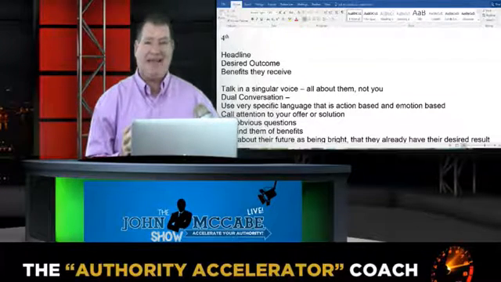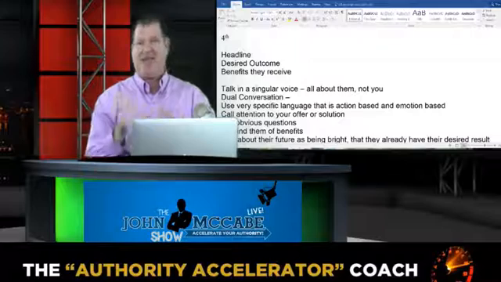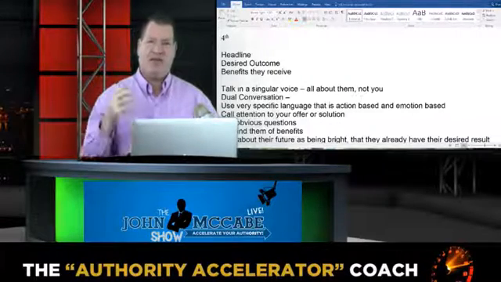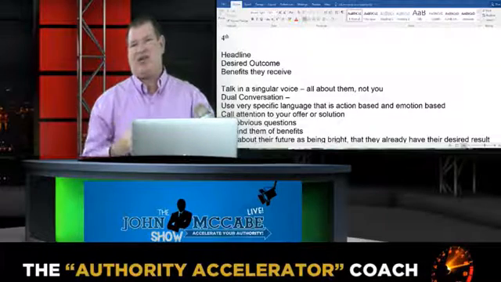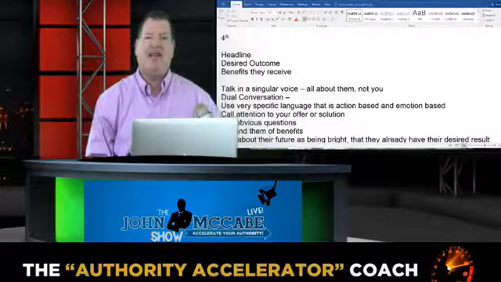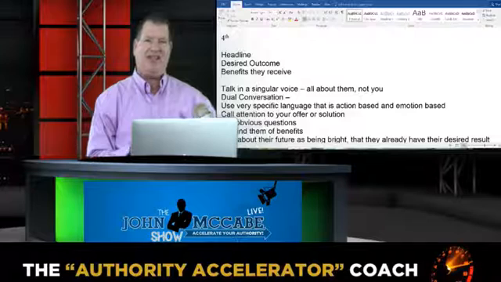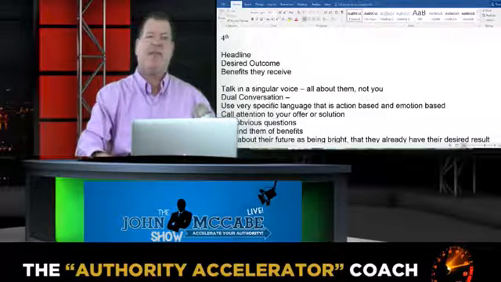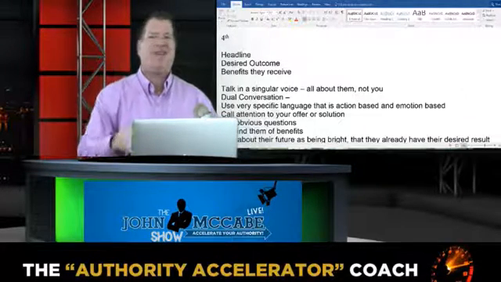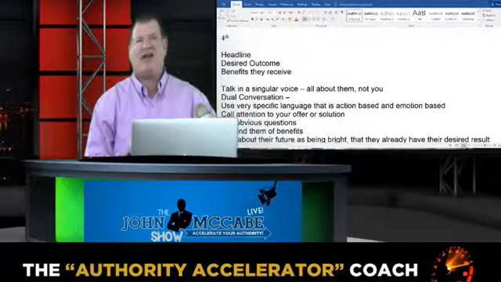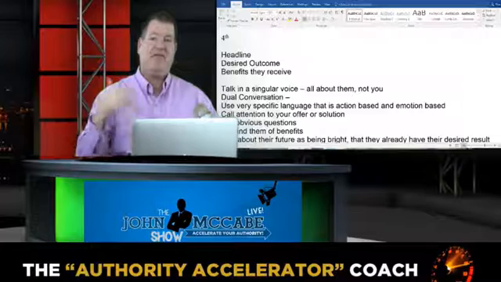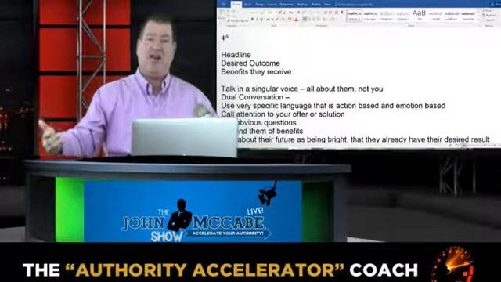Use very specific language that is action-based and emotion-based. You want to draw on people's emotions and get them to take action, so there are a lot of action words and emotion words in there. You always want to call attention to your offer or your solution. Ask some very obvious questions in your copy. Remind them of the benefits that your solution offers them.